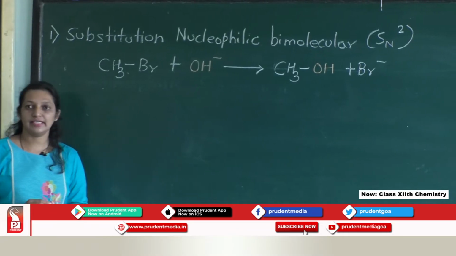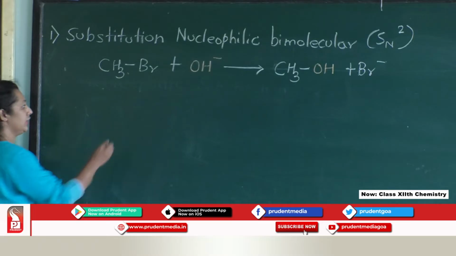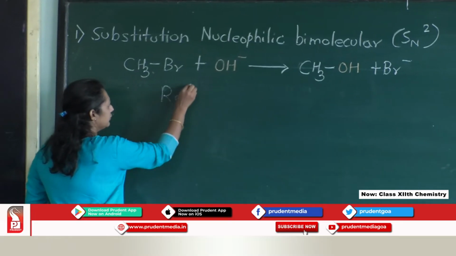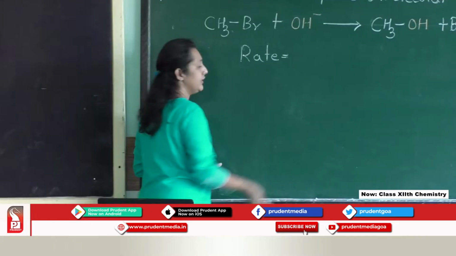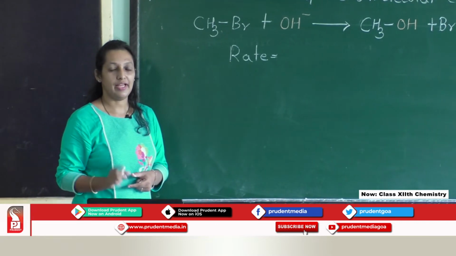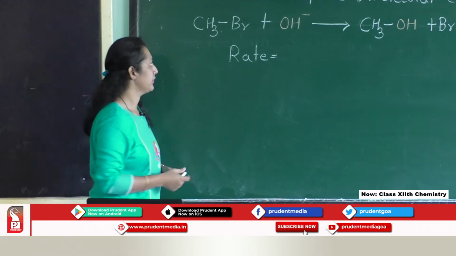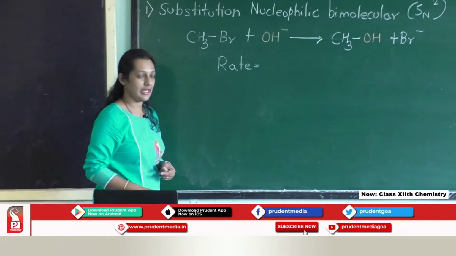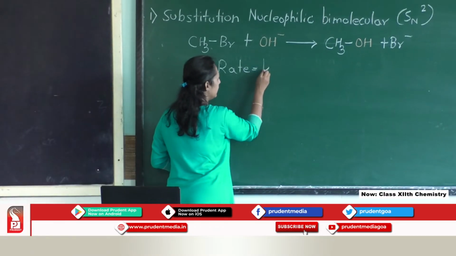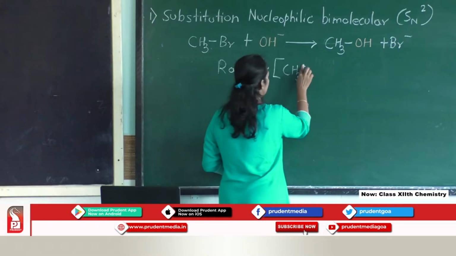As you all have seen in the chemical kinetics chapter, how to write the rate of a reaction. Rate is directly proportional to the concentration of the reactant, and when we remove that proportionality sign, we include the proportionality constant. Okay. So, here two reactants are there, therefore, the rate of the reaction depends upon the concentration of both the reactants.